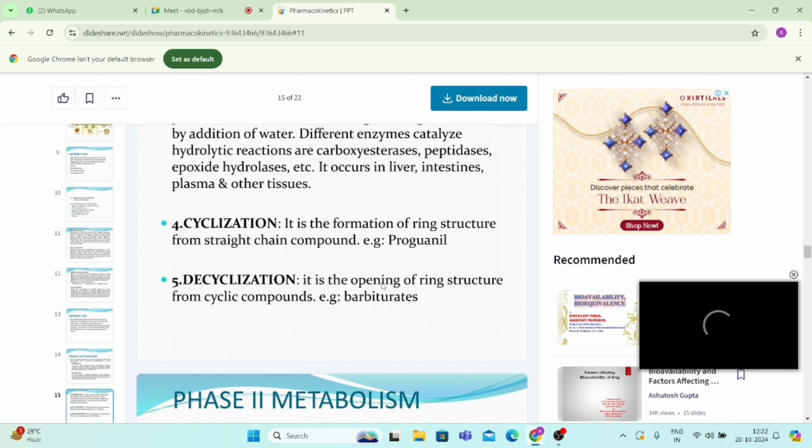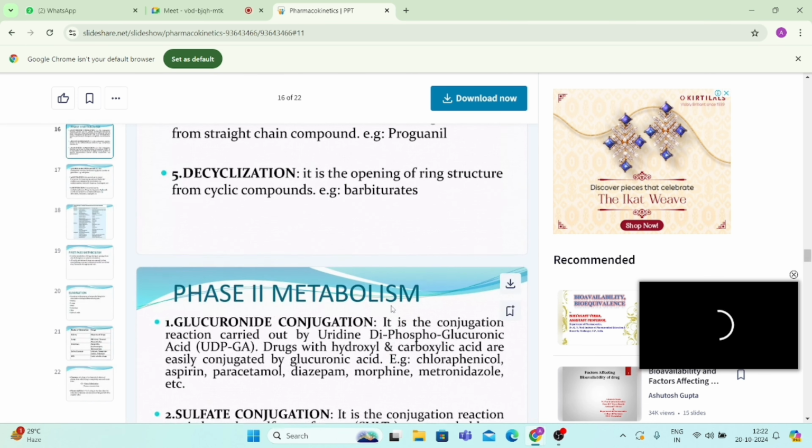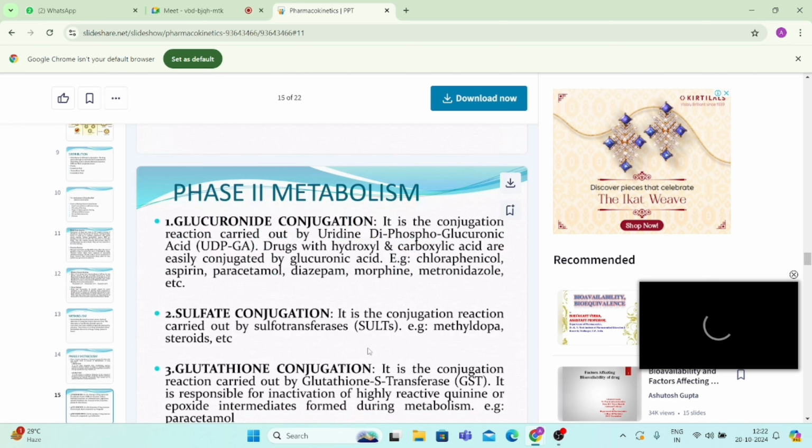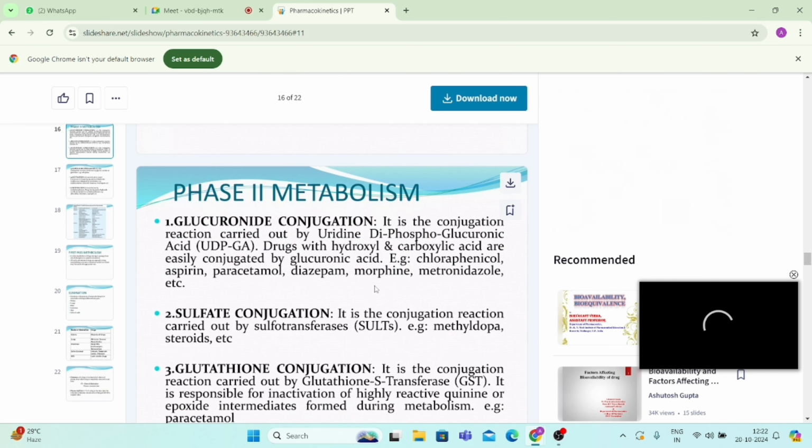An example is barbiturates. Okay. And next we have phase 2 metabolism. In phase 1, what all reactions have we learned? Oxidation, reduction, hydrolysis, cyclization, and decyclization. Okay. Now in phase 2 we have reactions which are very important. They will ask you the examples or the definition. So one is glucuronide conjugation.